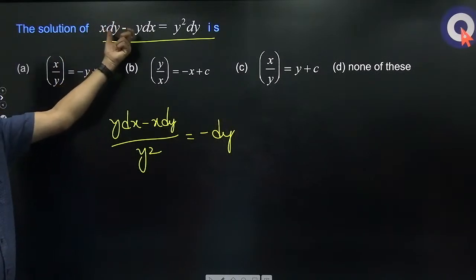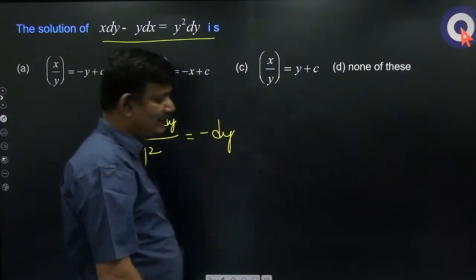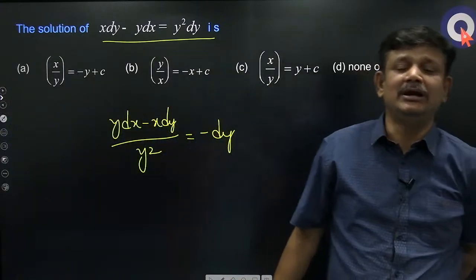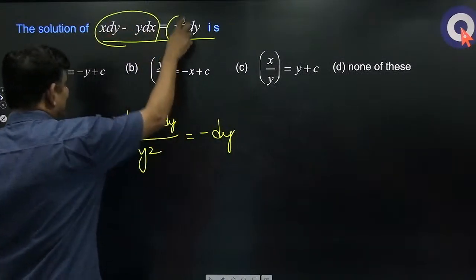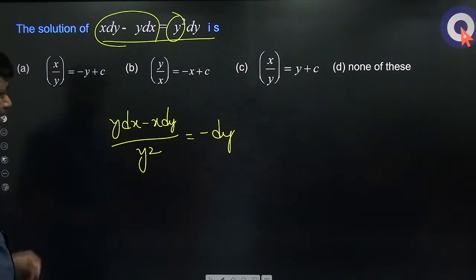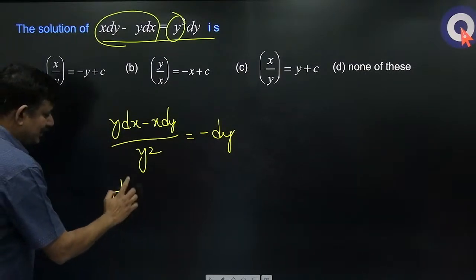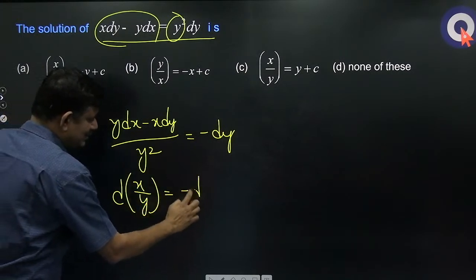बस ये दोनों को पलट दिया, कि y square को यहाँ पे लेके आया, so that derivative of x by y दिख जाए. x by y का आइडिया कैसे आया, ये देख के और ये देख के, अगर वो याद रहता तो ये आराम से आइडिया आ जाता. So left side is derivative of x by y, right hand side is minus dy.